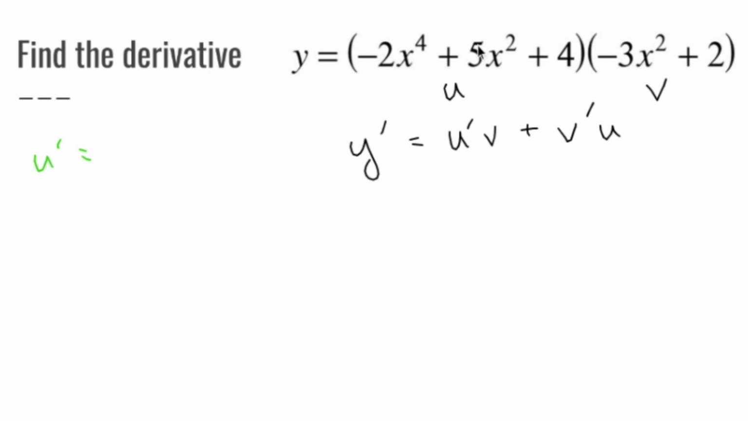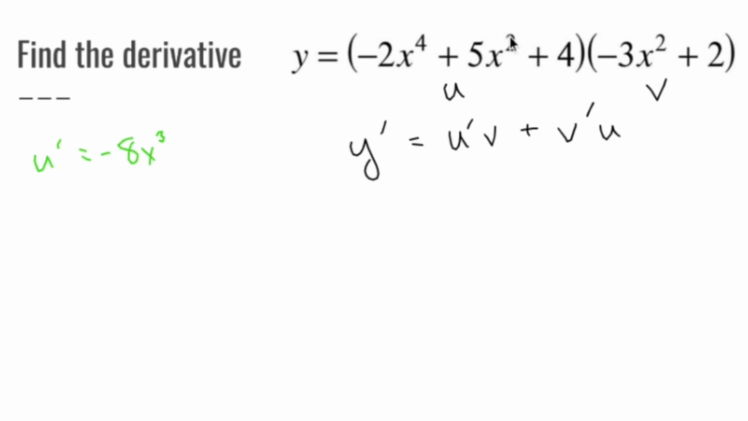All right, I have a sum of powers, so I'm going to use the power rule once, twice, and 3 times for u prime. The power rule says that if you have a coefficient, variable, exponent, you take the exponent, multiply it to your coefficient, and subtract 1 from your exponent. In other words, 4 times -2 is -8. X is x. Subtract 1 from 4 and you get 3.